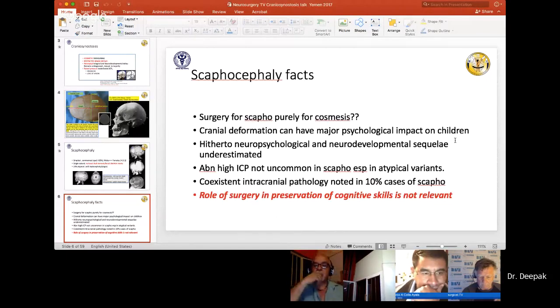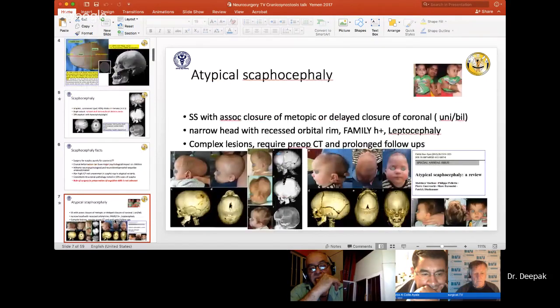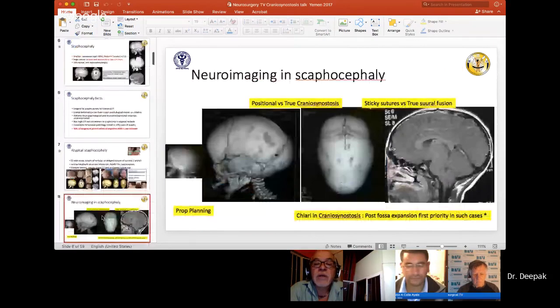Abnormal high intracranial pressure is not uncommon in scaphocephaly, especially in the atypical variants. And 10% of these cases of sagittal sutural fusion have coexistent intracranial pathologies. The role of surgery in preservation of cognitive skills is not relevant in the majority of the cases, I would say. This is how the atypical scaphocephaly actually looks. In the interest of time, I will run over it.